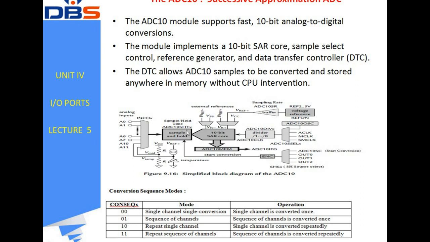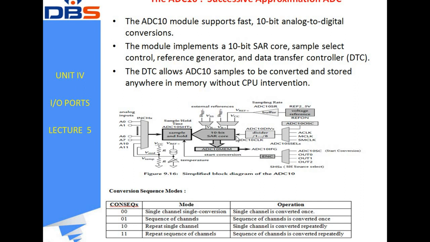the data which is converted here will be given to the 10-bit SAR core. And for a reference signal, we are going to take a fixed value here for reference only, and this value will be compared with the sample and hold circuit output. So if both are equal, then this ADC10 memory, analog to digital converter 10-bit memory, will generate an interrupt.